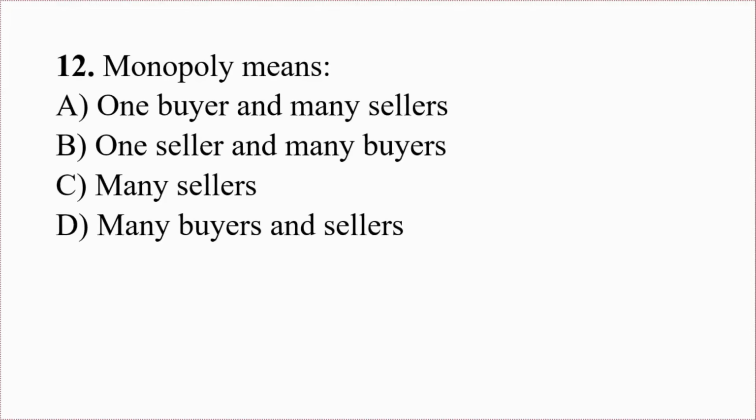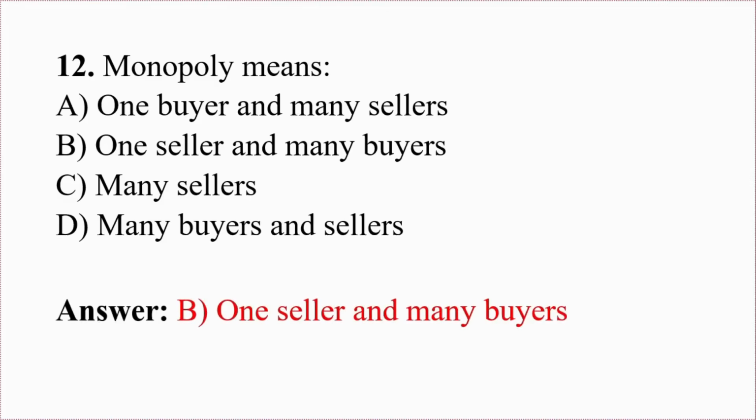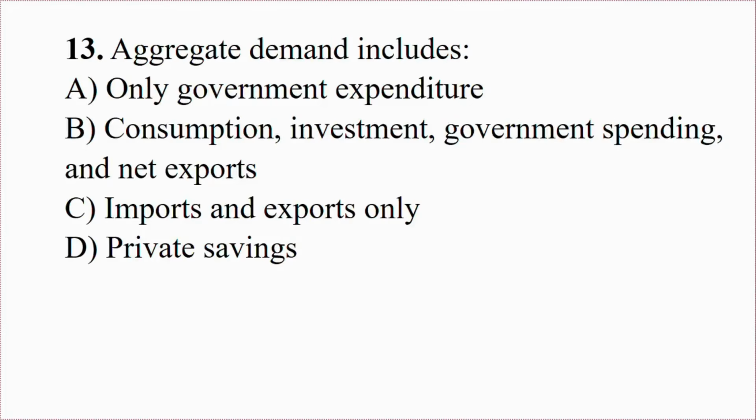The 12th question is monopoly means A. One buyer and many sellers, B. One seller and many buyers, C. Many sellers, D. Many buyers and sellers. The correct answer is B, that is one seller and many buyers.